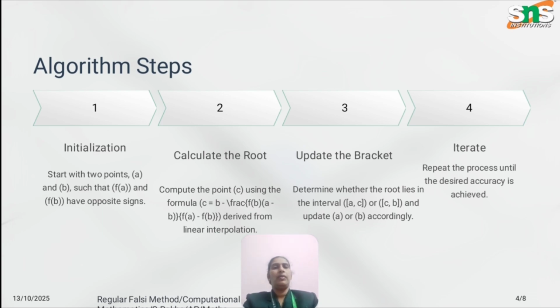So we have a certain algorithm. First of all, we have to find two points a and b, and next we have to find f of a and f of b. If f of a and f of b are of opposite sign, then we can calculate the root using the formula a into f of b minus b into f of a by f of b minus f of a, and we have to update the interval brackets. Then we have to iterate and repeat the process until we get an answer.